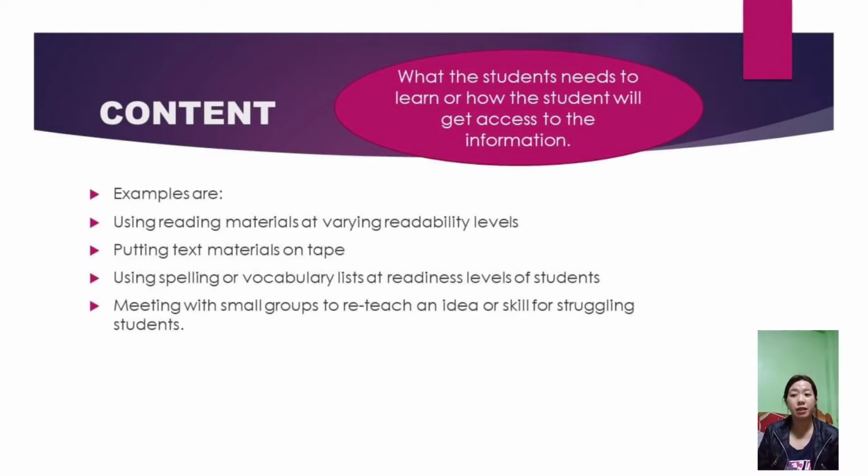Number 1, using reading materials at varying readability levels. Putting text materials on tape, using spelling or vocabulary list at readiness levels of students. And the last is meeting with small groups to reteach an idea or skill for struggling students. These examples presented are examples on how students will get access to the information. So with the help of this, students will catch up or will already know what the teacher is talking about or what their topic is all about.